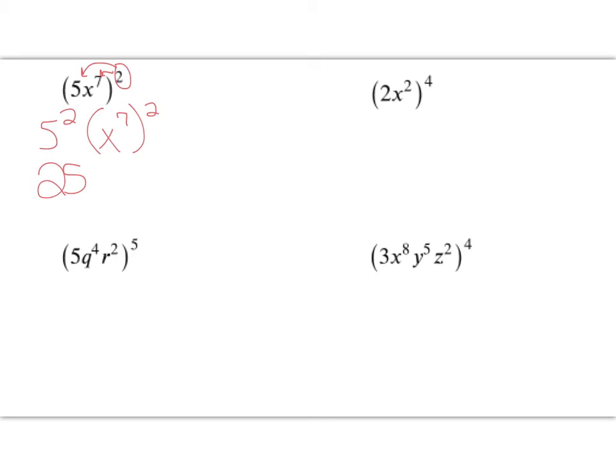This is the power rule that we just used. That's a power to a power. So we multiply the powers, and 7 times 2 is 14.